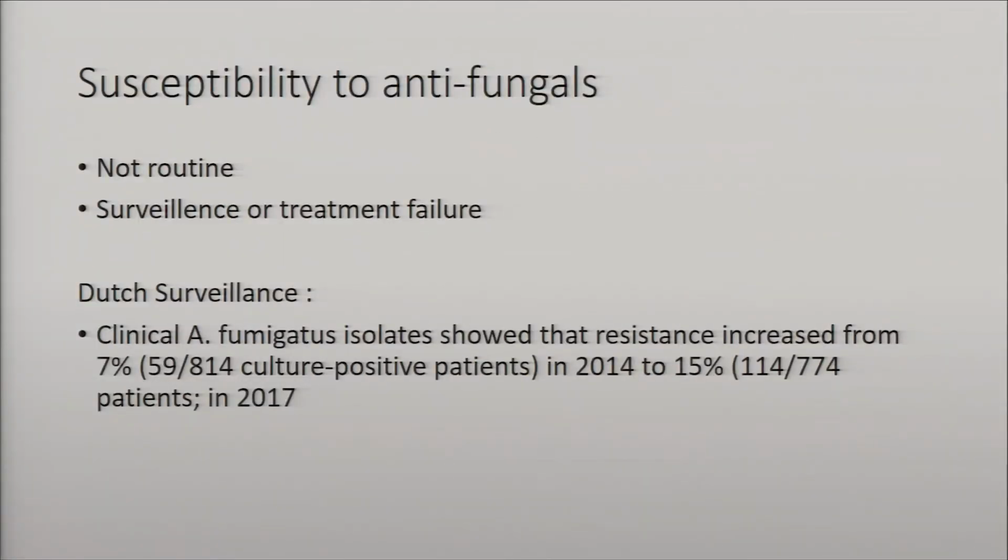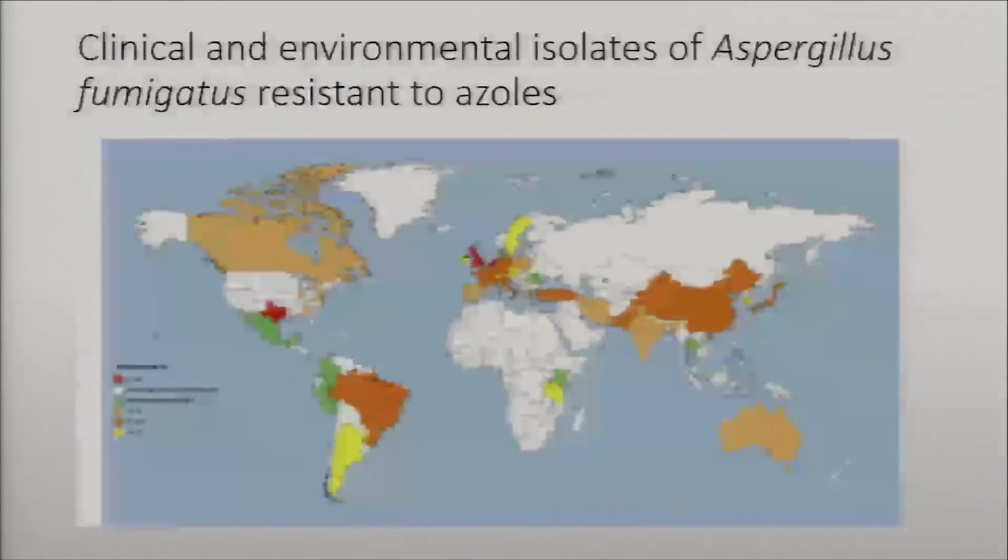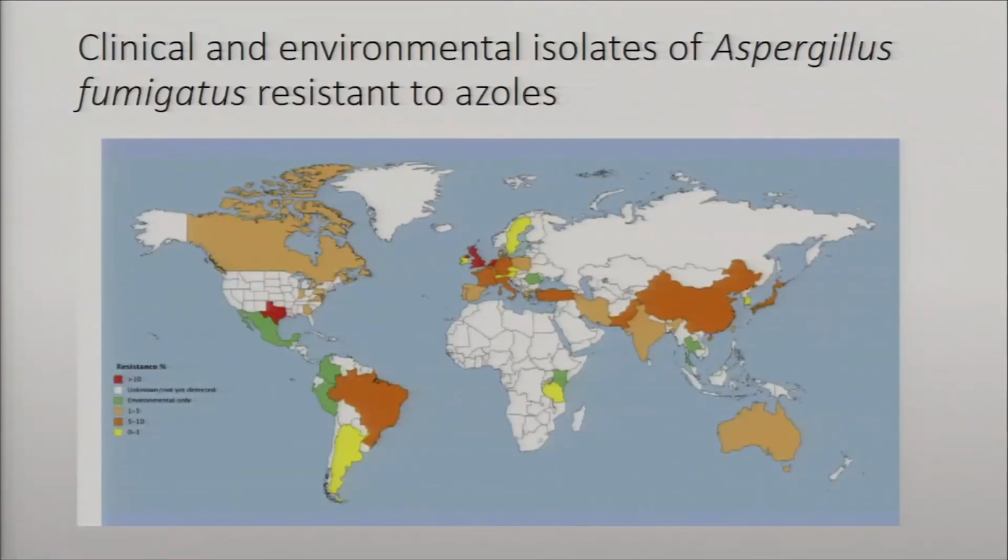Susceptibility to antifungal agents: not all centers will carry out susceptibility testing of Aspergillus. It's not routinely done. Even when done, sometimes it's only for surveillance purposes. But based on the Dutch study in the Netherlands, they found that the resistance of Aspergillus fumigatus had increased twofold from 2014 to 2017, as I think Prof. Chakrabarti mentioned earlier in his introductory talk just now. So it probably is in the environment, and this is a map showing the resistant Aspergillus fumigatus.